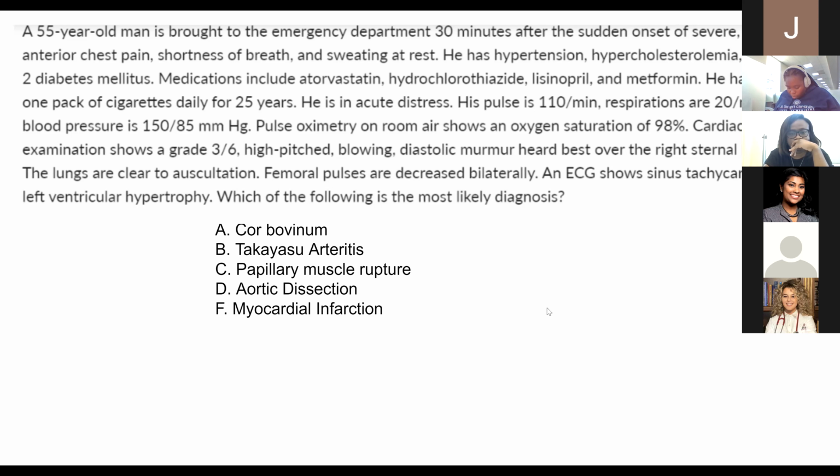Papillary muscle rupture, again, the blood is going to go backwards, and you could have syncope with that one, but you wouldn't have the 30 minutes after the sudden onset of severe migrating anterior chest pain. Whenever you read that, I want you to think MI or aortic dissection. That's really the big one here. Does that sort of help, guys, with this one? I know it was a tricky question.